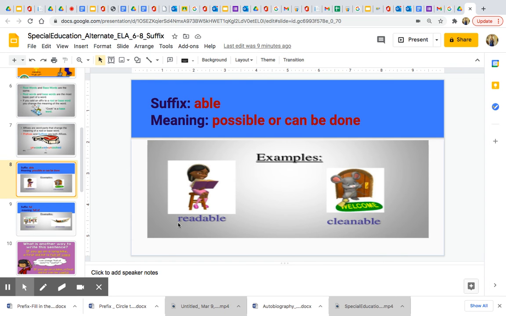Now, let's look at the base word read. And I added able to the word read, and it means now readable. It means that it can be read. And here also, I added the suffix able to the word clean. And now you have cleanable, and it means that it can be cleaned.